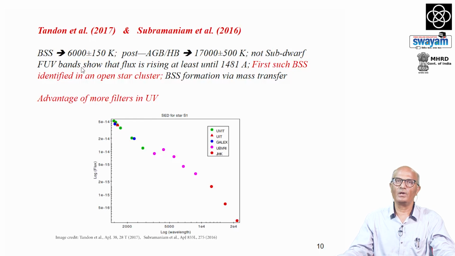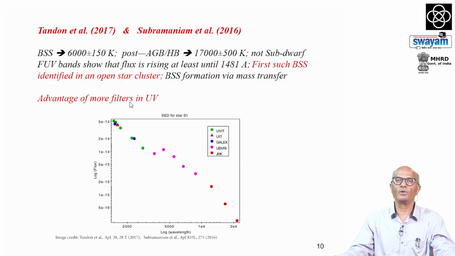In fact, the far UV band shows that the flux is rising at least until 1481 angstrom, and this is the first such blue straggler identified in an open cluster, and it is very useful, and it supports that blue straggler formation in this object is via mass transfer.